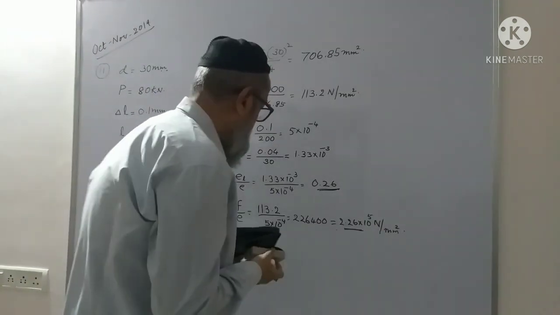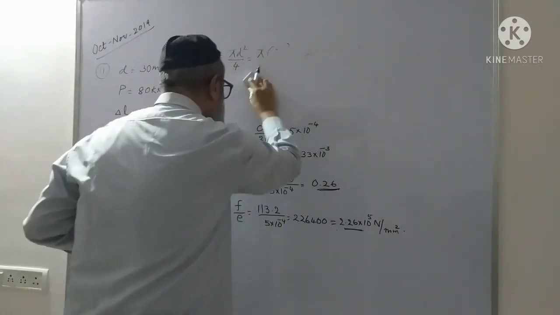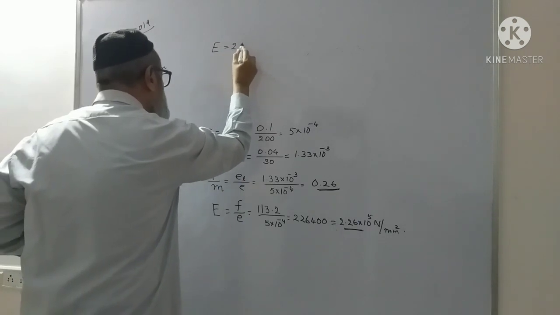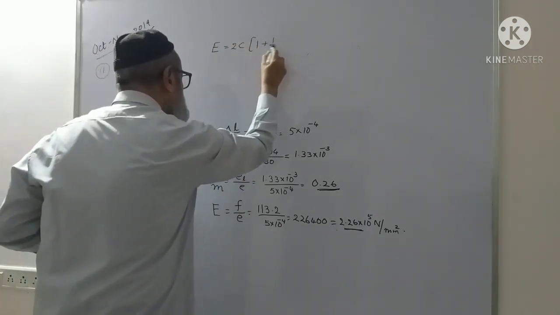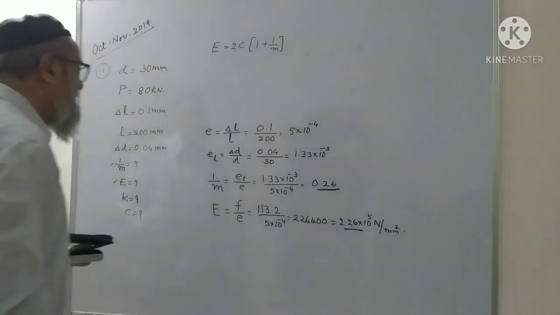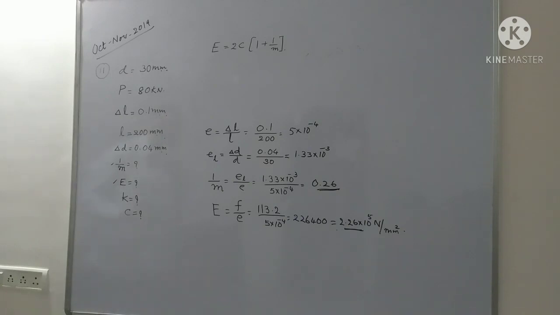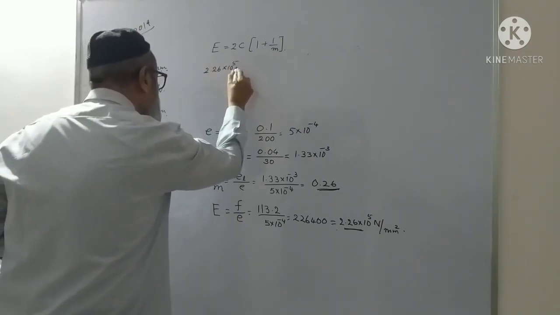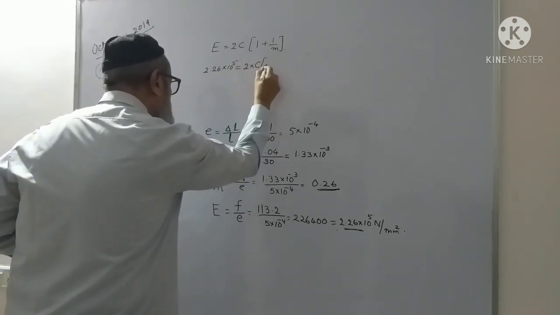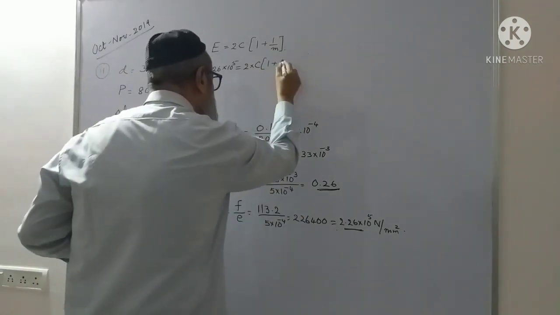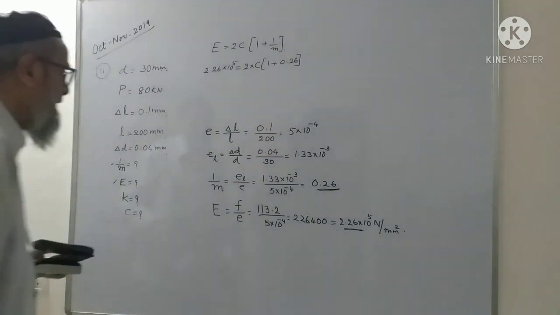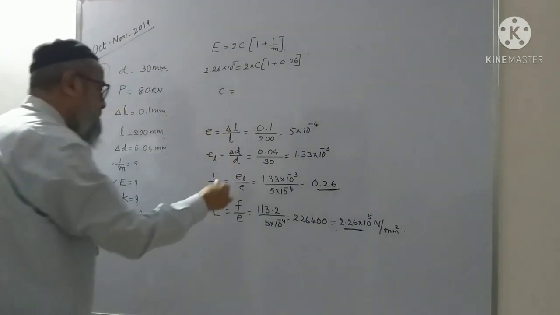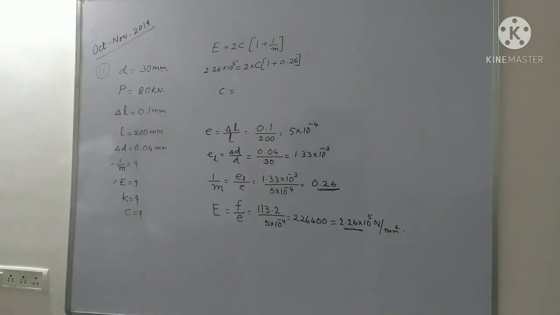Next, C, modulus of rigidity. You know the relationship between E is equal to 2C into 1 plus 1 by m. This is the relationship which connects modulus of elasticity, modulus of rigidity, and Poisson's ratio. So 2.26 into 10 to the power of 5 is equal to 2C into 1 plus 1 by m, which is 0.26. It should have come 0.26. Somehow it is coming 2.6, but I have modified it as 0.26. In case that happens, you will get full marks. Even if the answer is not correct, you will get the full marks. I have done it correctly.